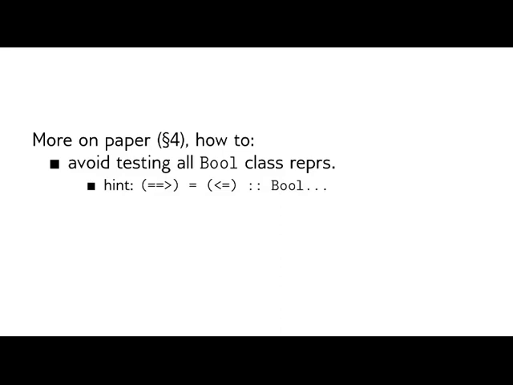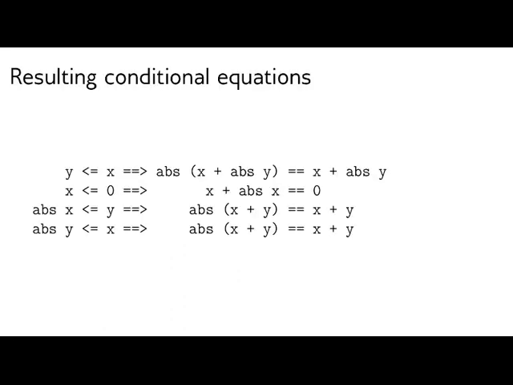I won't have time to go into all details here. You can see more in the paper. There you will learn how to avoid testing all Boolean class representatives. We actually don't do that. And the hint is what was mentioned a moment ago, that implies is just less than or equal to for Booleans. And how we filter redundant conditions, because that's also an issue that we need to solve. And the resulting conditional equations are those that you've seen before, after running the algorithm.